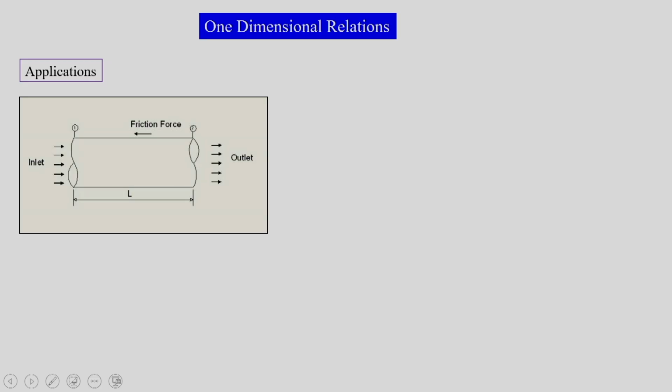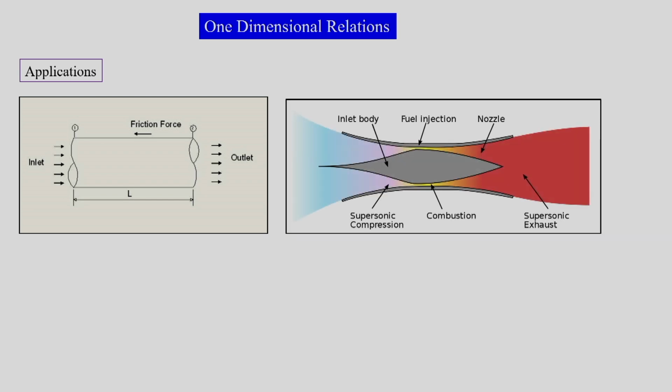One such application is flows with friction. Here we will have a certain inlet and a certain outlet in the duct, and due to the walls of the duct we will have friction. So there are certain losses due to friction, and if we apply one dimensional relations for compressible flows, we can estimate the properties at the outlet from the known conditions of the duct and the inlet.